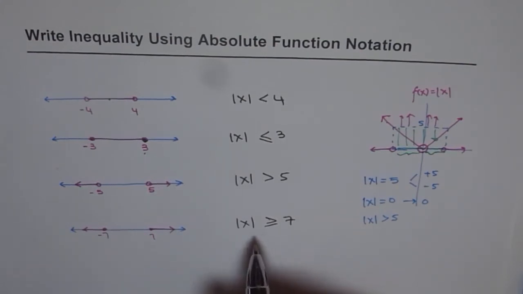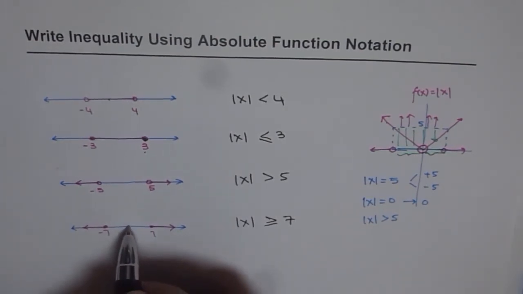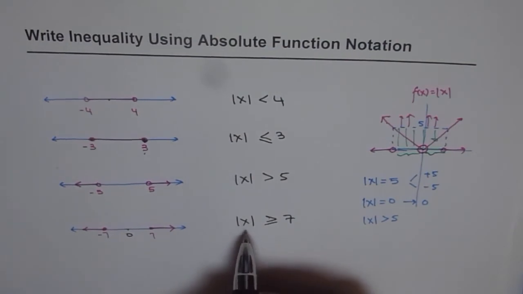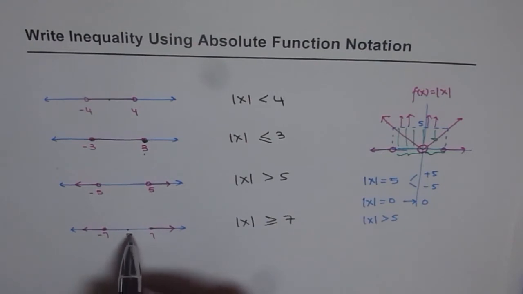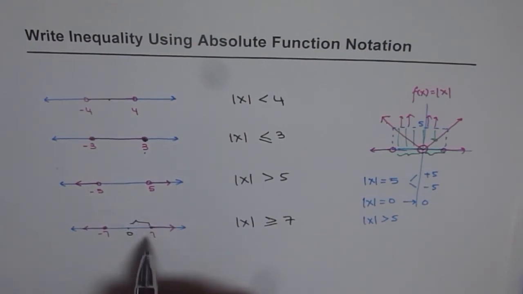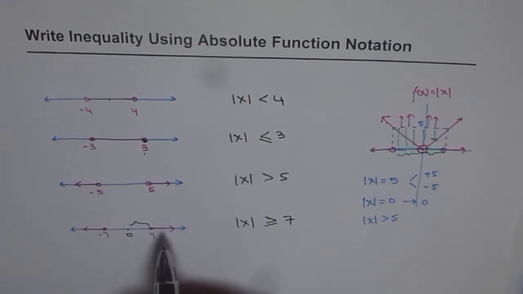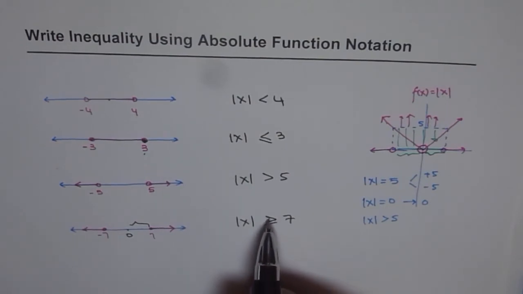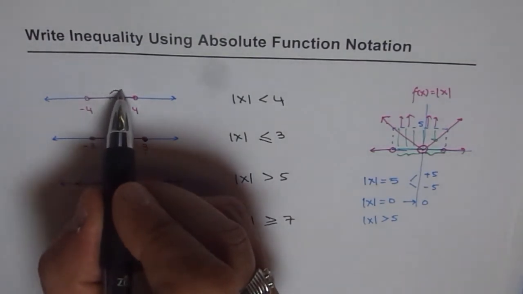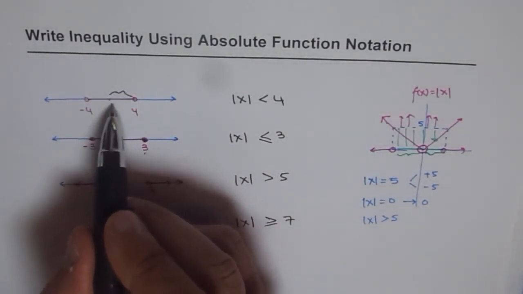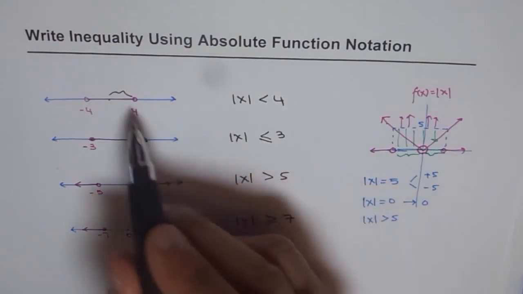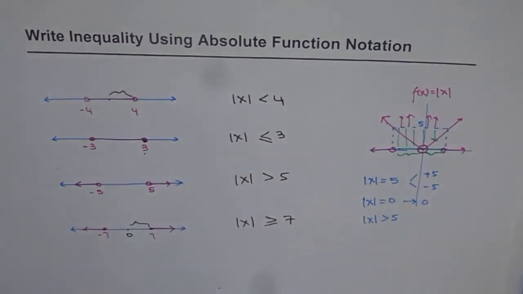So the idea here is first to find the center, and when the center is 0, then the absolute function is not transformed. So it is just absolute x greater than or equal to the value, how far you are, right? So you are 7 units away. So you have to be farther away. That is why it is greater than or equal to 7, right? In this case, you are 4 units away, but you want to be nearer, right? So it is less than 4. That is the philosophy to write inequalities in the form of an absolute function when the solution is given on a number line.